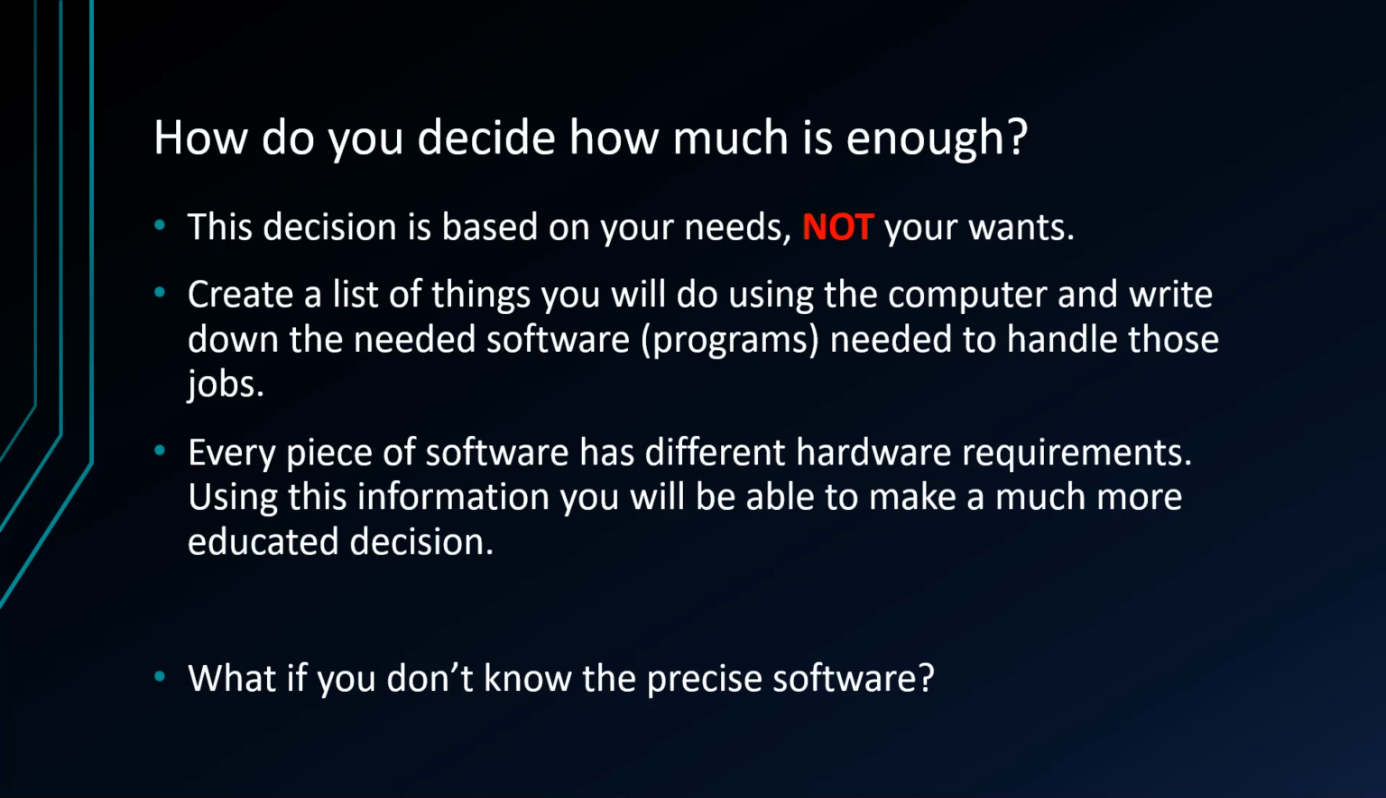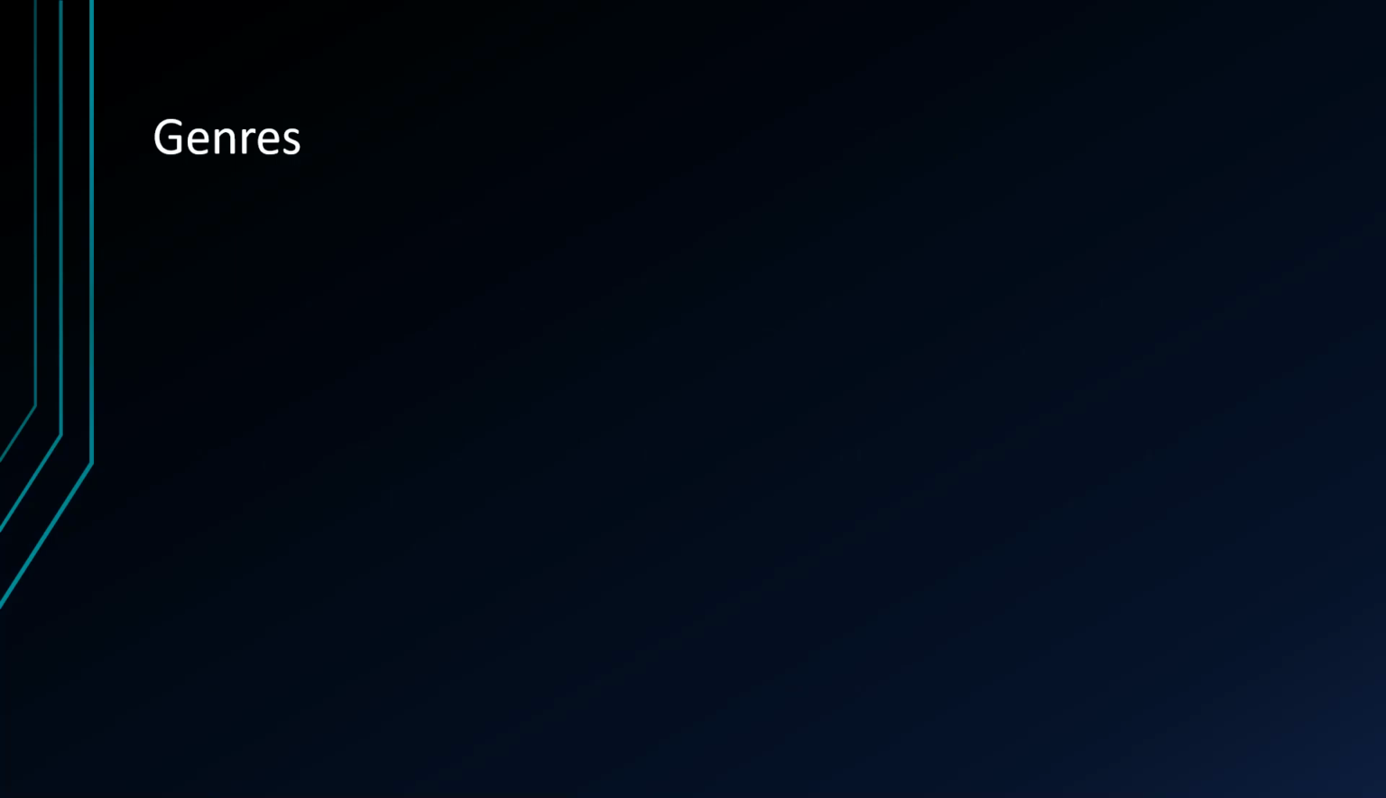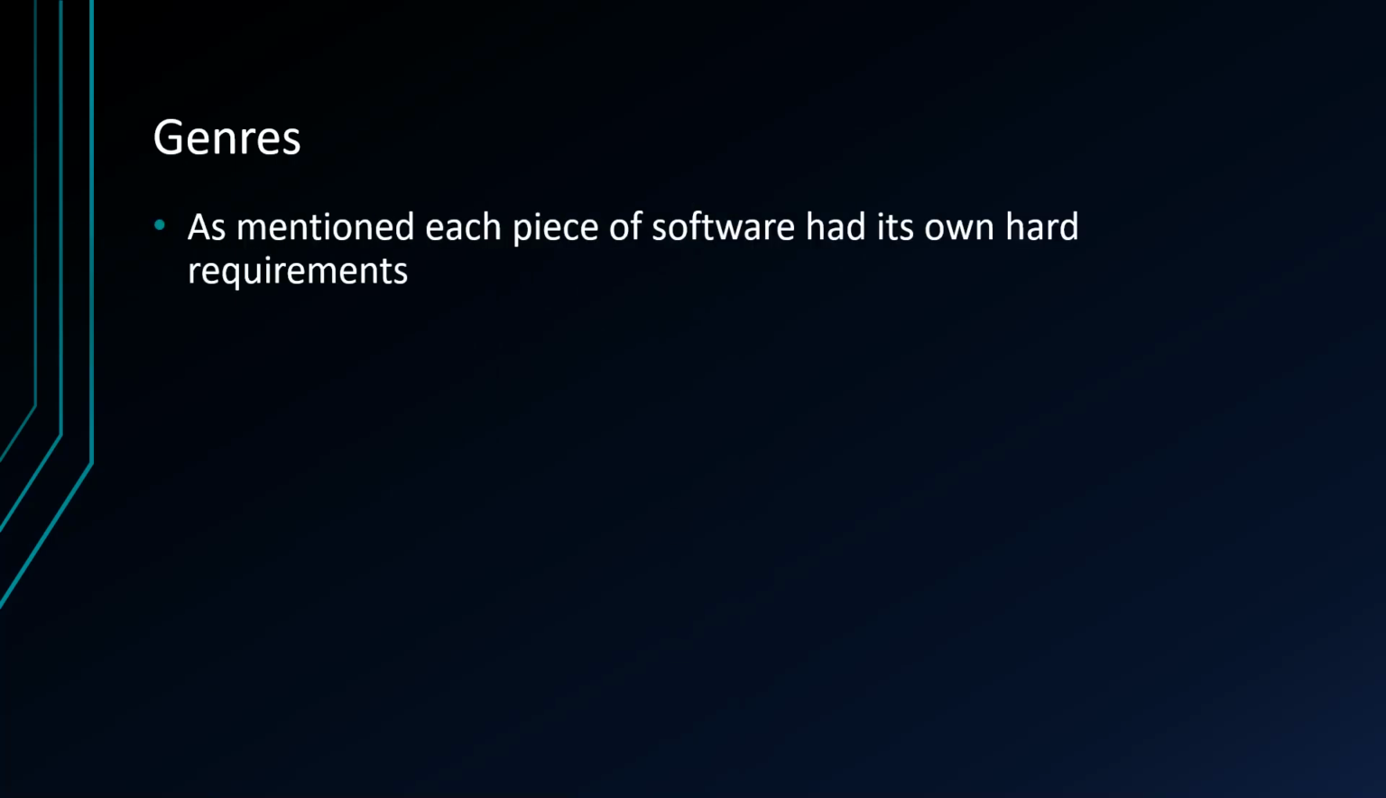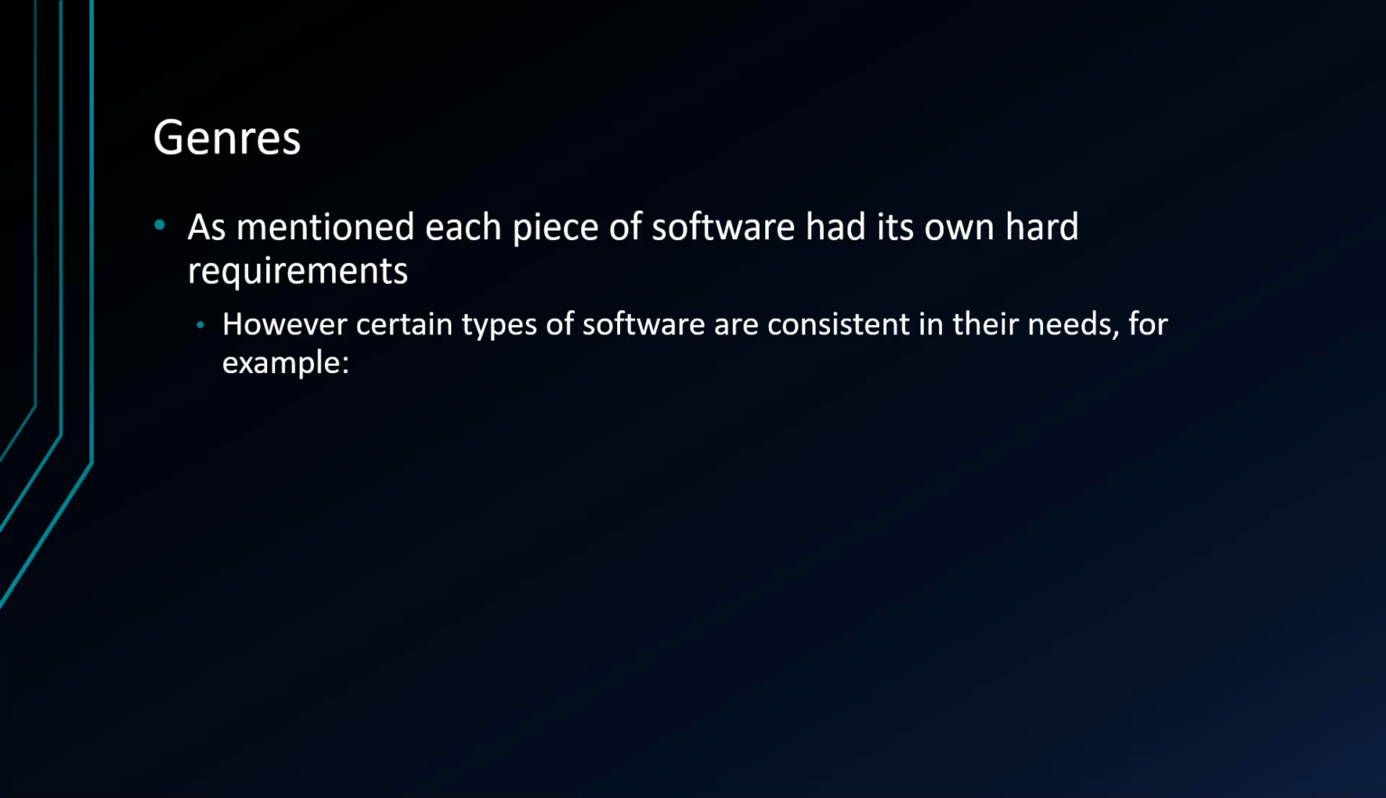All right? But what if you don't know the precise software? What if you say, well, I just need image editing software? Well, then you start to think about a genre. All right? So looking up these genres, we can figure out what we need. As mentioned, each piece of software has its own hard requirements. However, certain types of software are consistent in their needs. So all image editing software, all video editing software have certain requirements.